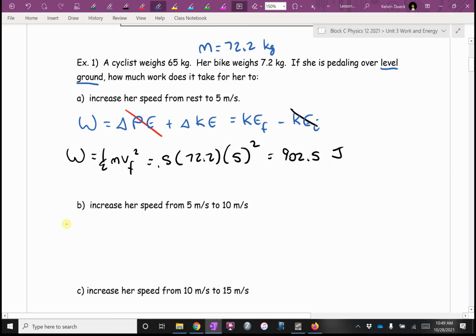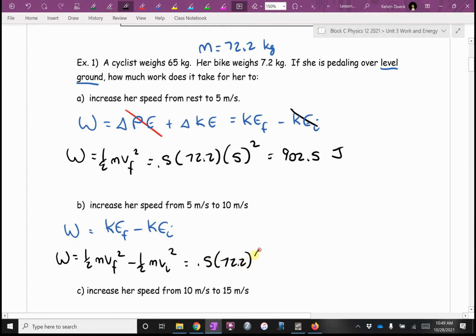So it wants me to find work. I've already noticed that the change in potential is 0, so it's going to be KE final minus KE initial. This time none of these are 0, so it's going to end up being a half m v final squared minus a half m v initial squared. It's going to be 0.5 times 72.2 times 10 squared minus 0.5 times 72.2 times 5 squared.